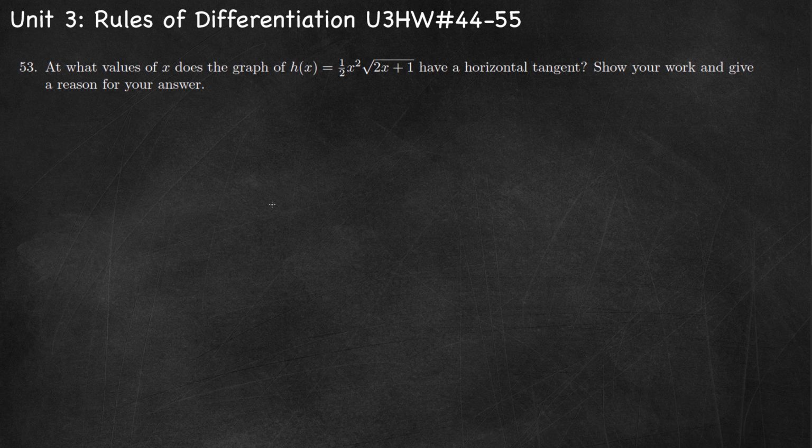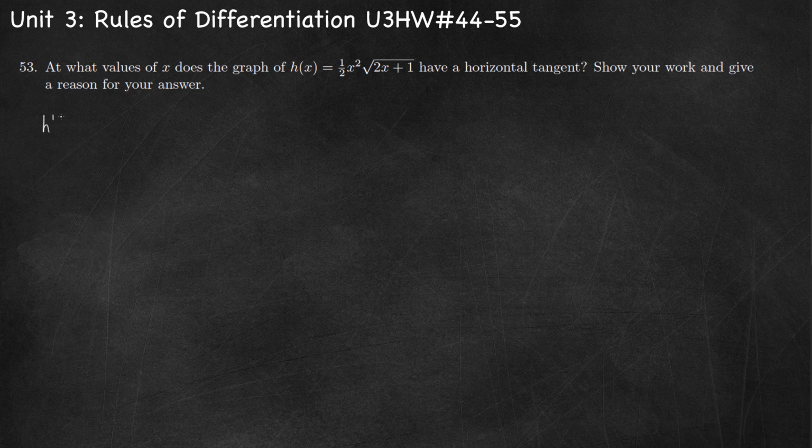53. At what values of x does the graph of h equals 1/2 x squared times the square root of 2x plus 1 have a horizontal tangent? Show your work and give a reason for your answer. Well, a horizontal tangent line has a slope of 0. So we want to know, where does this equation have a slope of 0? So we want to find the derivative and then set it equal to 0.